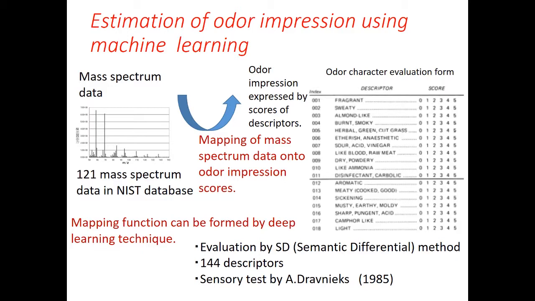There are 144 descriptors, and we use this data. The data is a sensory test performed by Dravnieks in 1985. This is the mass spectrum data, where this is the mass to charge ratio and this is the detector output. We'd like to perform mapping of the mass spectrum data onto the odor impression scores, and the mapping function can be formed by deep learning technique.